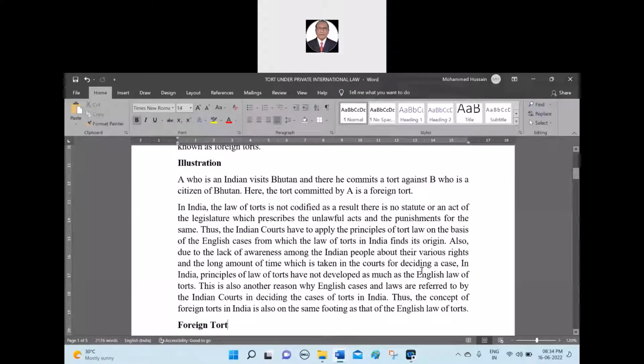Tanzanian tort law is based on English case law, English tort law. Or we can say Tanzanian tort law is based on Indian tort law. Then Indian tort law is based on English tort law. So you might have studied the syllogism in legal methods.